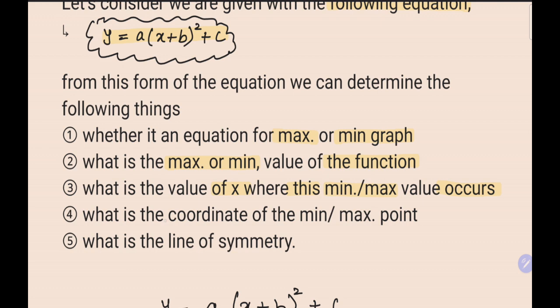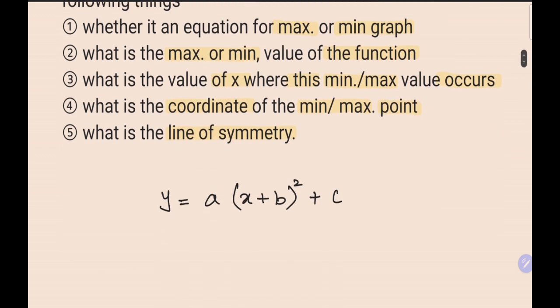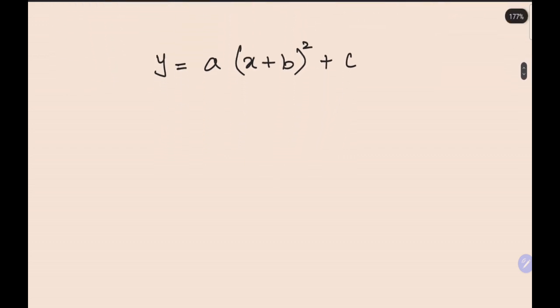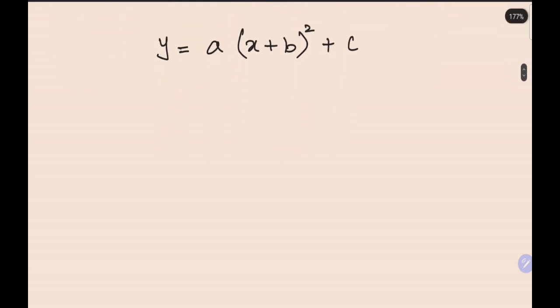Number 3, what is the value of x where this minimum or maximum value occurs? Number 4, what is the coordinate of the minimum or maximum point? And last, what is the line of symmetry? So let us determine what and how we can get these values.